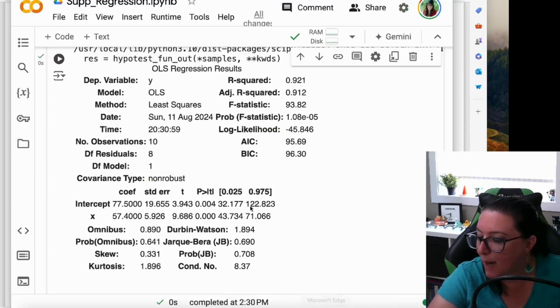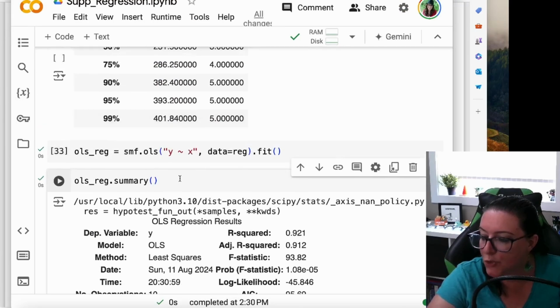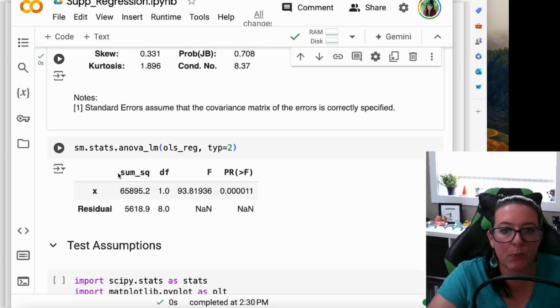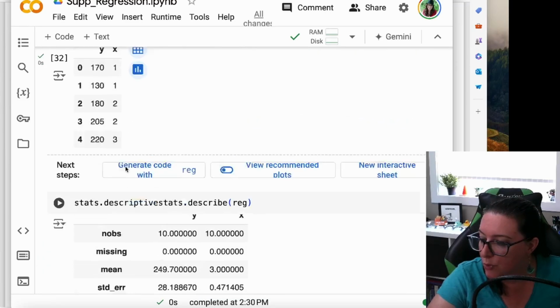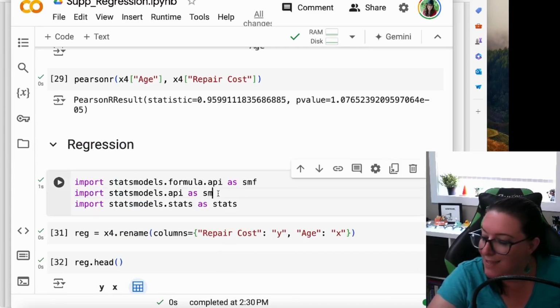If you are in Python, you don't get that information in this initial summary that we have here. So instead what we do is we do an ANOVA. This ANOVA is going to use statsmodels.api as SM, so we make sure we import that.